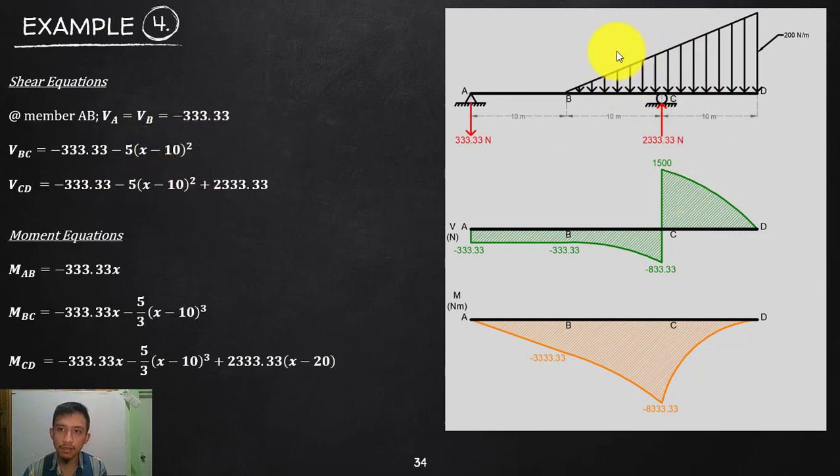So how to get that one? All you need to do is, again, cut at that point, get the distance from where we reckoned that one, and then substitute that as a value of x, then you will get the value. Okay, so this is now the diagram. This is what we established. Shear from A to B is a constant negative 333.33. And then from B to C, if you will substitute at x equals 10, you will end up there with negative 333.33. But if you will substitute 20, which is at your C, will give us a negative 8333.33 using your equation BC.